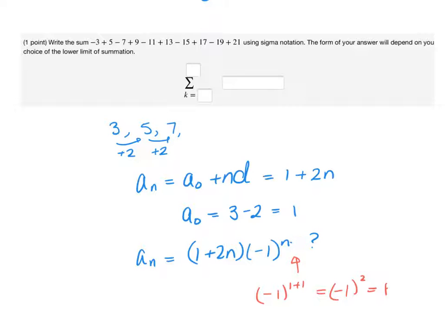Okay. So let's see if that works. So let's do n minus 1, question mark. Let's try this in green. So I have -1 raised to the 1 minus 1, which gives me -1 raised to the 0, and anything to the 0 power is positive 1. So is it n minus 1? No.